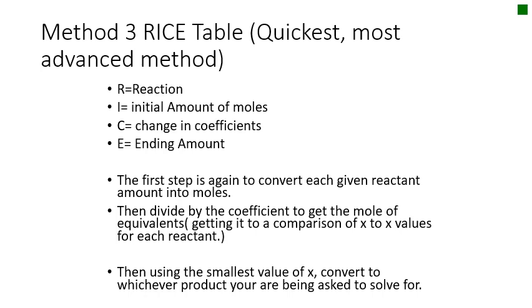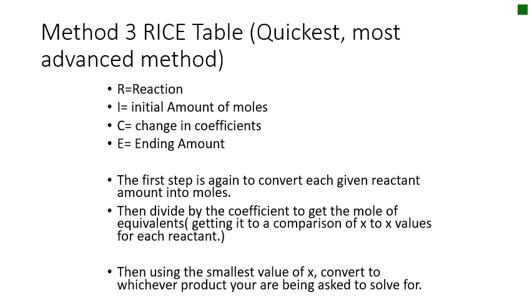Method 3 is by far the most advanced but also the most powerful tool that we can use to solve a limiting reactant problem. This is called the Rice table method. Now, what the Rice table stands for: the R is just your balanced chemical reaction, the I is your initial amount of moles, the C is your change in coefficients, and then the E is your ending amount.